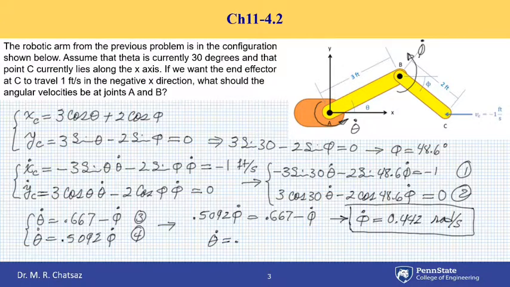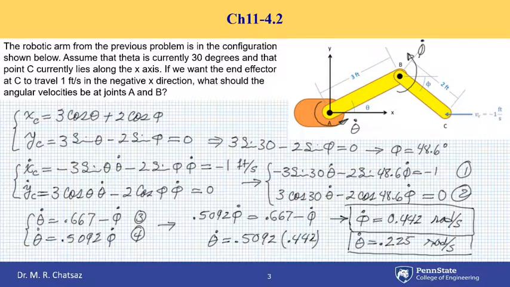dot equal to 0.5092 times 0.442, which gives us theta dot equal to 0.225 radians per second. So these are the two rotational velocities for links AB and BC.